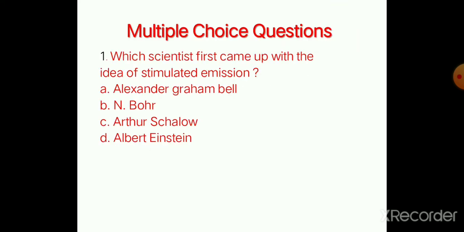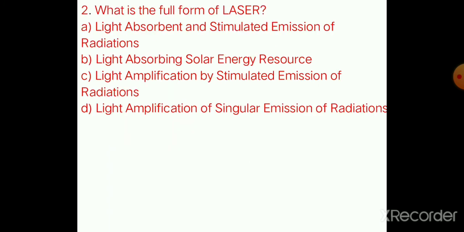Now let us discuss some multiple choice questions. Which scientist first came up with the idea of stimulated emission? A. Alexander Graham Bell. B. Niels Bohr. C. Arthur Schawlow. D. Albert Einstein. Answer is D. Albert Einstein.